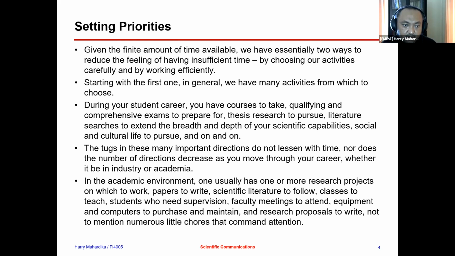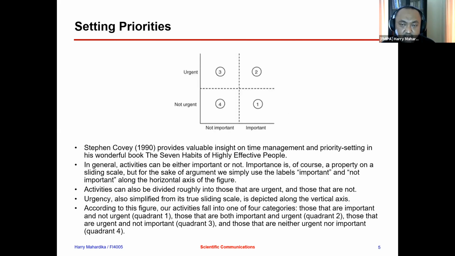Okay, so Stephen Covey. Setting priorities here is taken from the ways described by Stephen Covey in 7 Habits of Highly Effective People. In general, activities can be either important or not. So this is so that we can choose our activities in our 4th year, whether they are important, whether they are urgent.